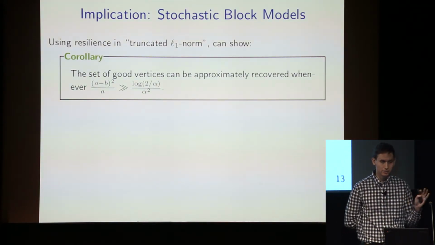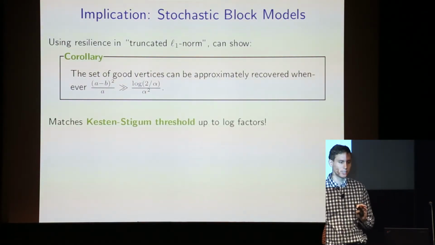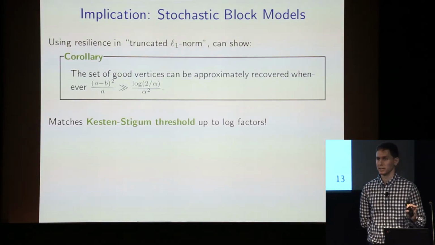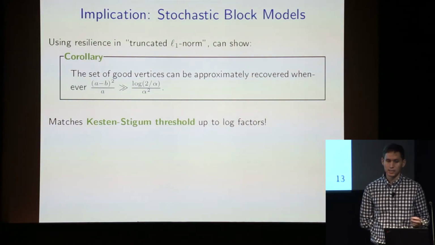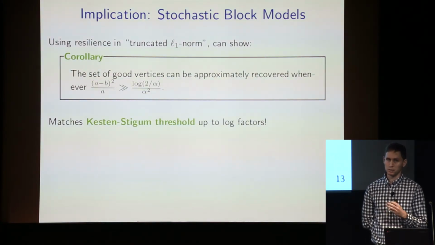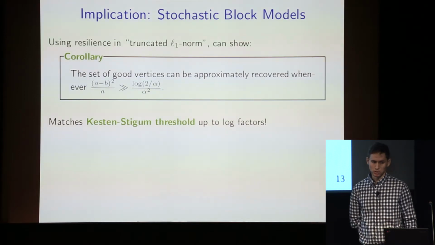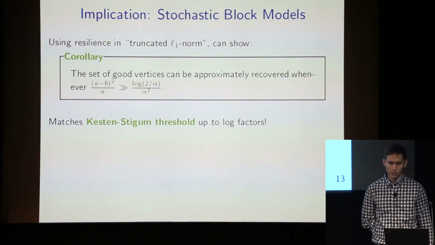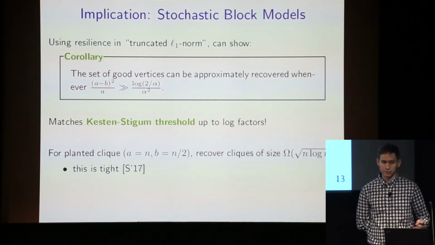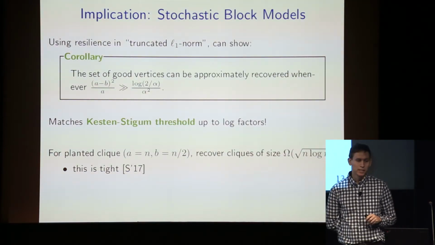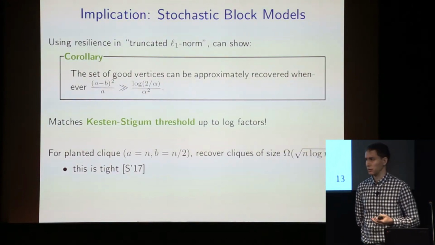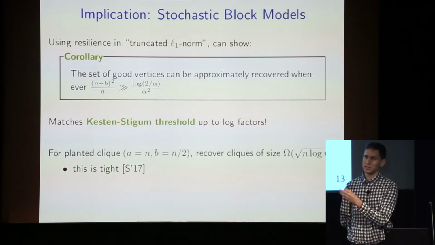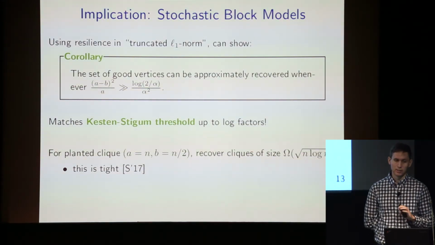So this formula is kind of complicated. Don't worry about it too much. But the main cool thing for those of you who like to think about stochastic block models is that this actually turns out to match the Kesten-Stigum threshold up to log factors, which is an important threshold in the stochastic block model literature. And in particular for planted clique, which is maybe more familiar, it says that you can recover cliques of size square root of n log n, even if the connections outside of the clique are allowed to be arbitrary.